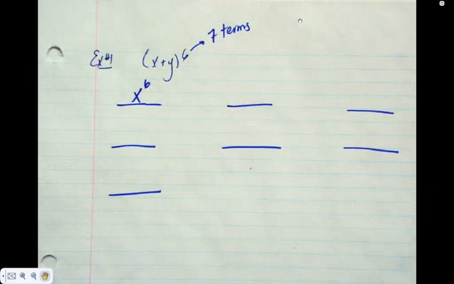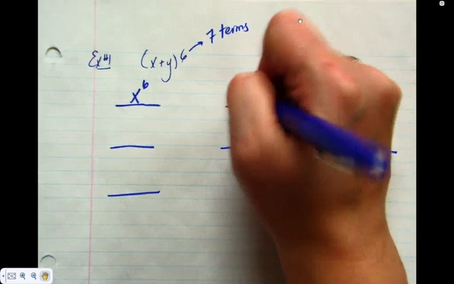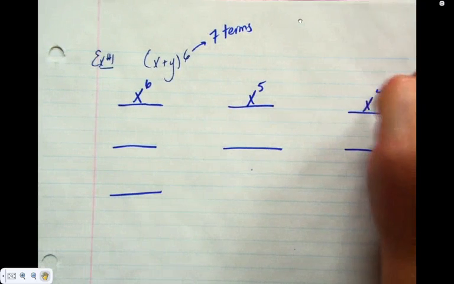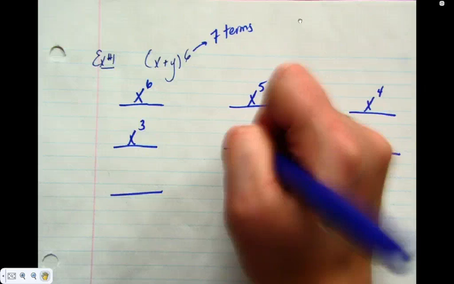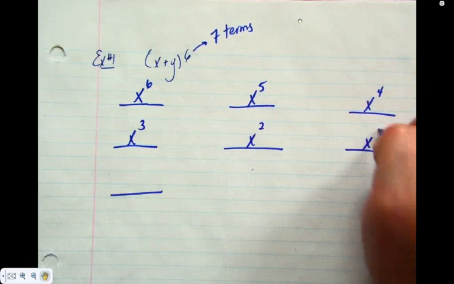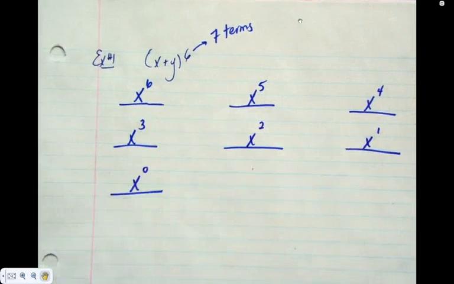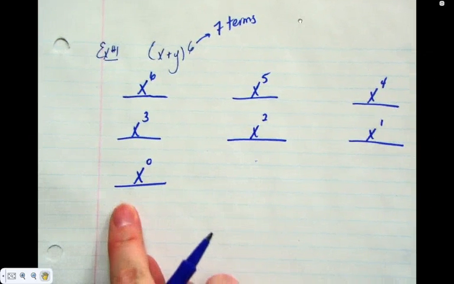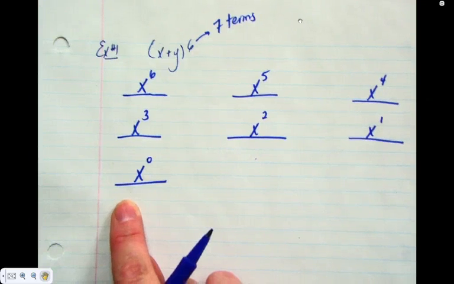I'm going to start with x. I know that x starts with the same as the exponent, so starts with 6, and decreases by 1. And I like to write the x to the 0, even though I know in a second it's 1 and I'm not going to really care about it. But just to fill in the pattern, I like to come all the way down to 0.